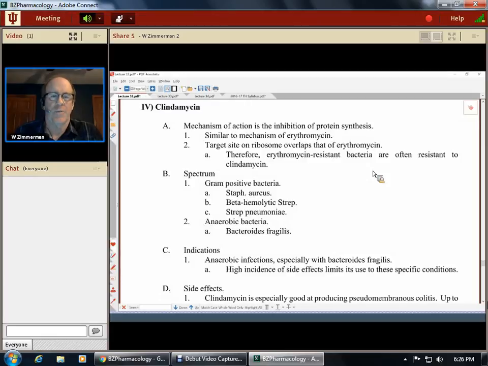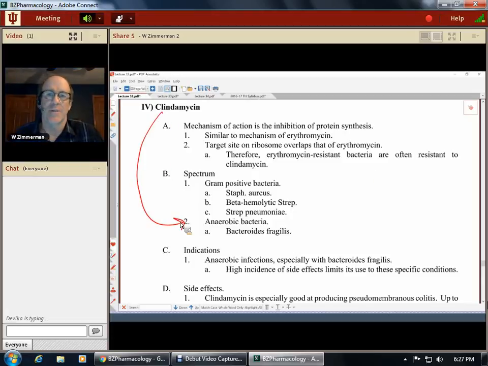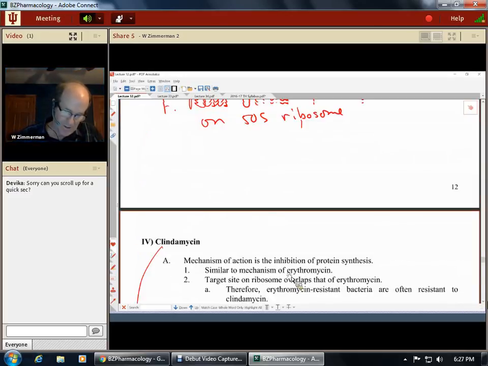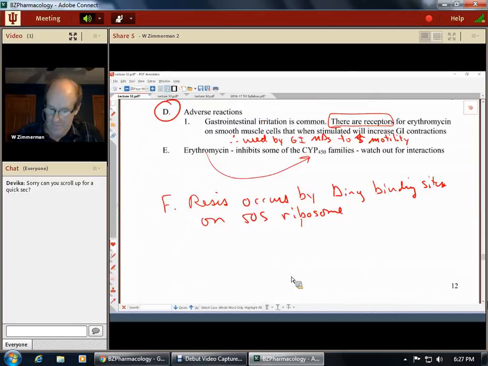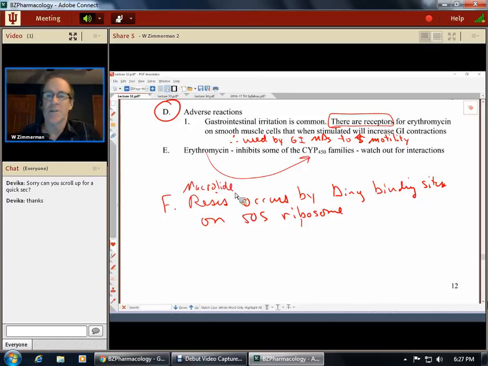Okay, clindamycin. When you guys think of clindamycin, I want you to think of getting anaerobes, because that's really what it's used for. Yes, it's a protein synthesis inhibitor. I don't want to skip over all this, but all this stuff is protein synthesis inhibitor. It even works on the same site as some of the macrolides. Resistance occurs by changing the binding site on the 50S ribosome.